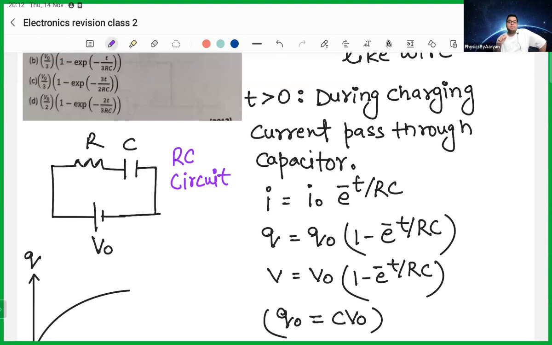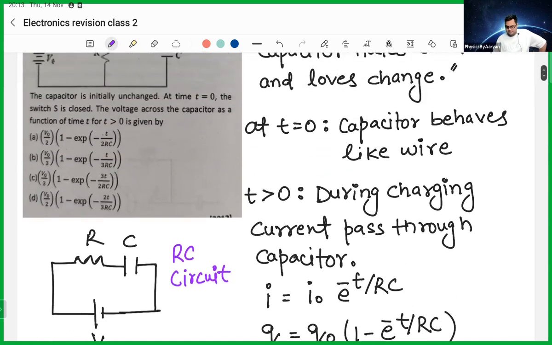So in the very beginning, capacitor will enjoy. So capacitor will think, oh, something is changing. Yeah, I'm loving it. Okay? So your phone was 0% charged. There was no current passing through it, and suddenly you connected the charger. So your battery or your capacitor will enjoy. Okay, things are changing. So it will behave like a wire.